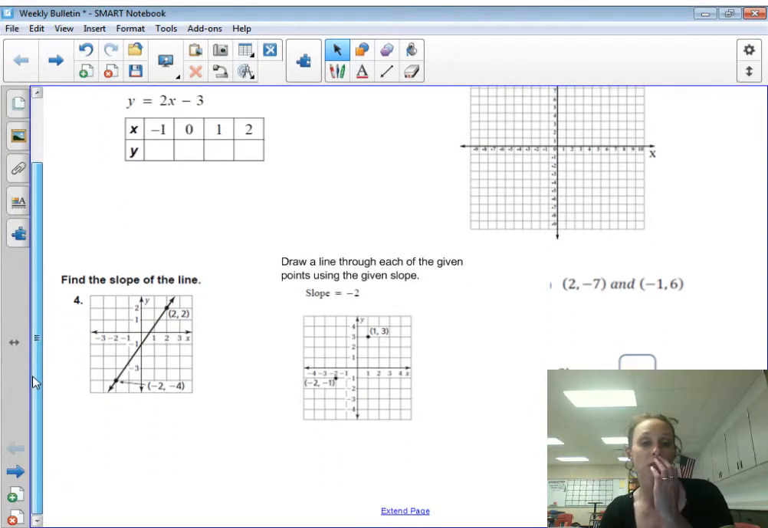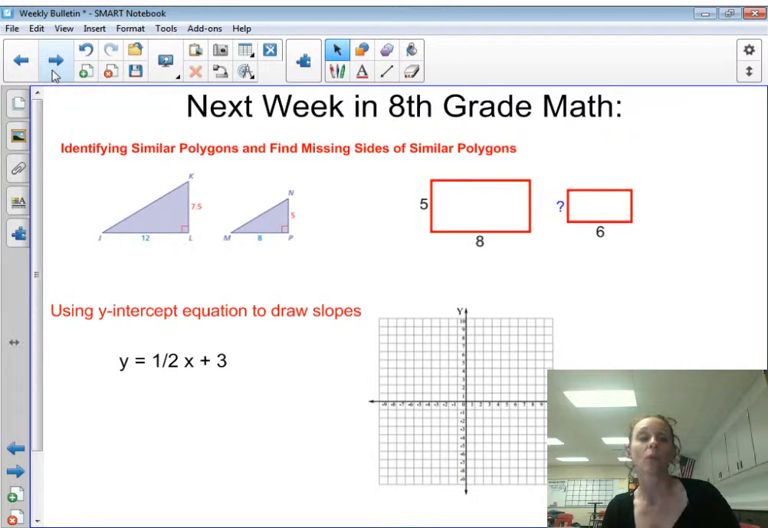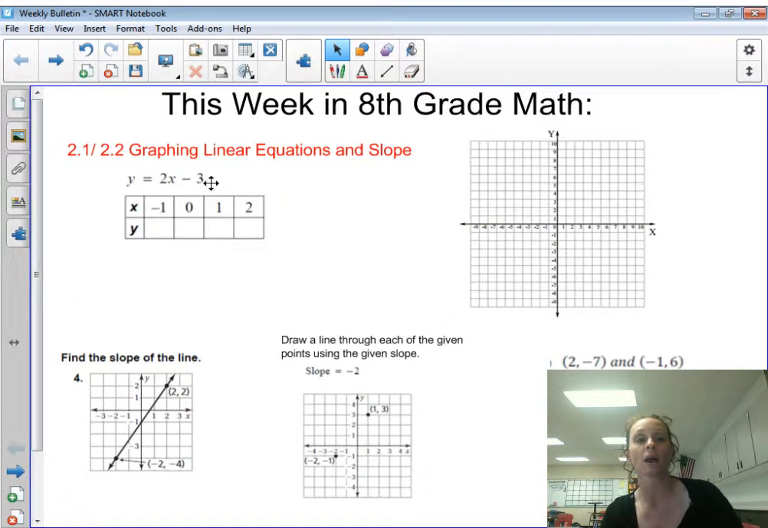Other things that I wanted to make sure that I went over next week, we're going to be working with identifying similar polygons, as well as working with finding missing sides of similar polygons. We'll do that kind of the beginning of the week next week. And then we're going to jump right into section 3 of chapter 2, which is working y-intercept equations and drawing slope. So on my previous slide, you'll notice that we had an equation here where the kids had to go through and pick their X's, or like here, the X's were given for them, and then they had to substitute in and solve for Y and graph that.